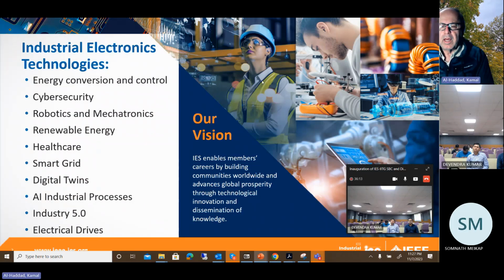So what is the area that is covered by Industrial Electronics Society? We have the energy conversion and control. We have cybersecurity. We cover robotics and mechatronics. It's one big area, which is the control area as well, and advanced control and intelligent control. We have the renewable energy, everything related to renewable energy. We also have sensors and healthcare application using energy and electronics on the chip. We have the smart grid, digital twin, AI, industrial process as well, Industry 5.0. We also cover electric drives.